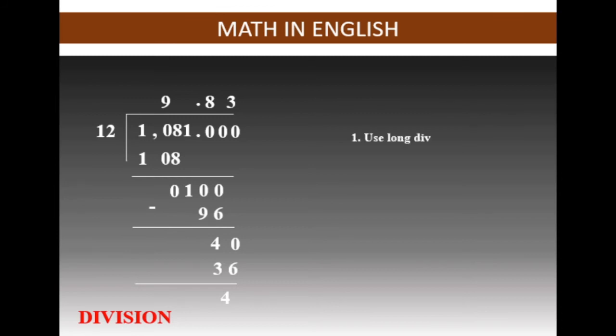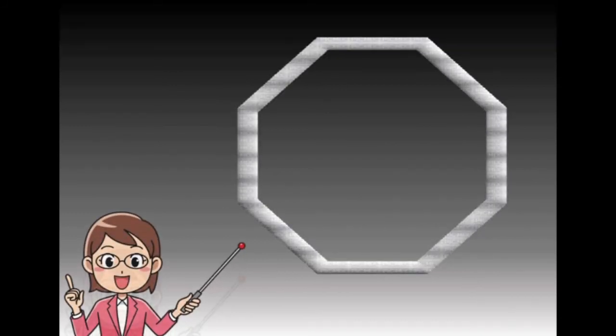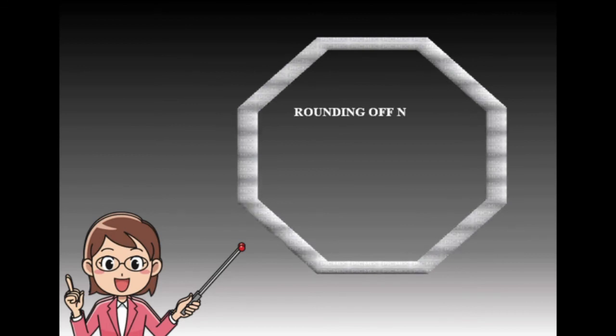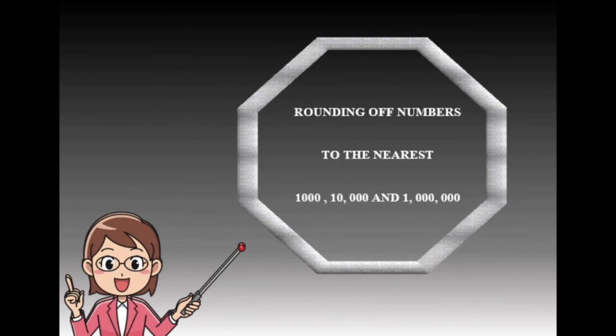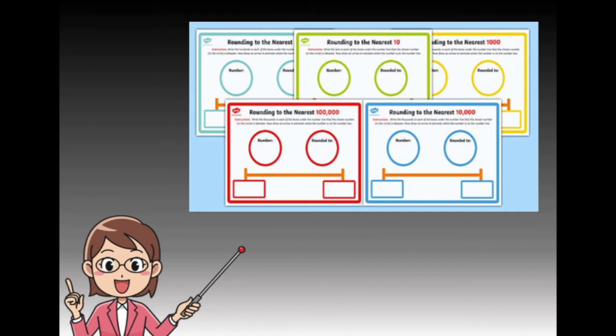Okay, use long division. This is long division. Divide the first number inside the bar by the outside number. Add decimal point correctly. Multiply, subtract, and then divide again. Okay, let's make it quick. Rounding up numbers to the nearest 1,000, 10,000, and 1 million. Usually, the basics of rounding up numbers is by using a number line.